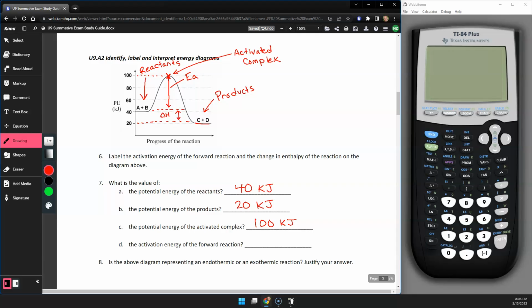Okay, the activation energy of the forward reaction, so that's going to be the activated complex, the top of the hill, minus where we started, which was the reactants. So the top of the hill, excuse me, is 100 kilojoules. We're going to subtract where we started, which was 40 with the reactants, and we end up with 60 kilojoules.